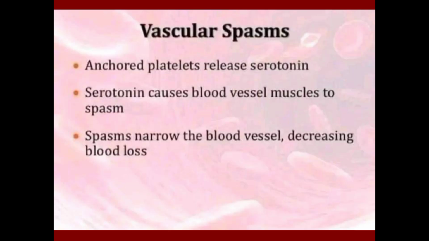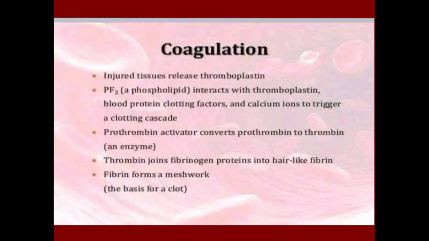What is vascular spasm? The anchored platelets release serotonin, and this serotonin causes blood vessel muscles to spasm. The spasm narrows blood vessels, decreasing blood loss. The third one is coagulation.